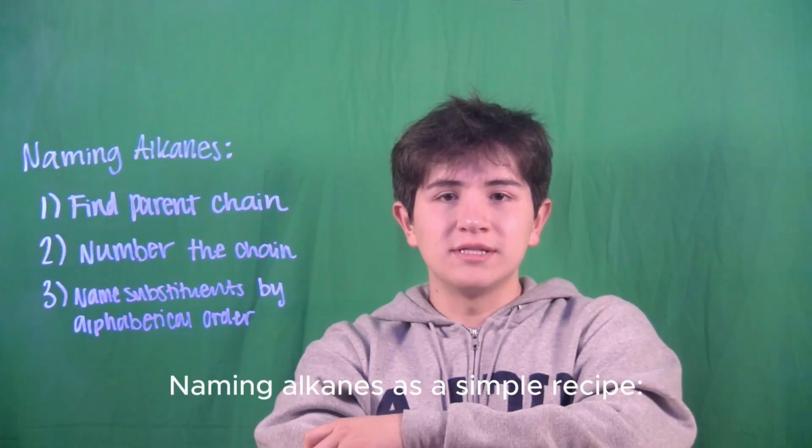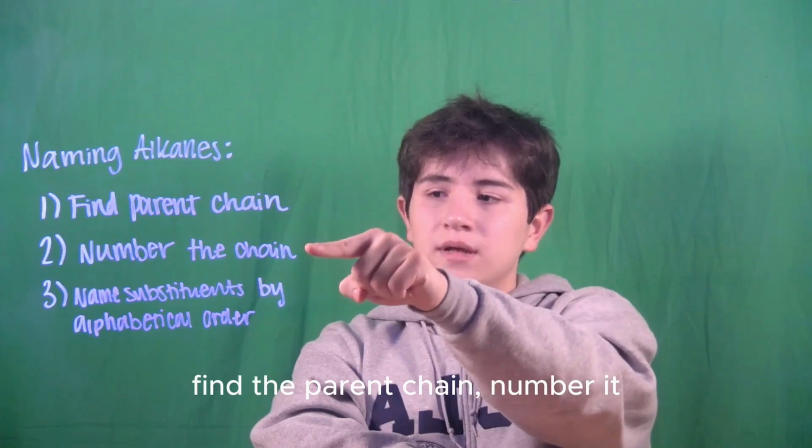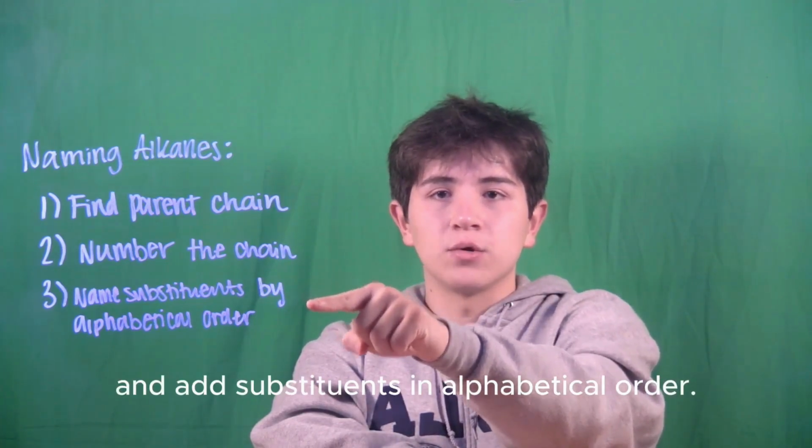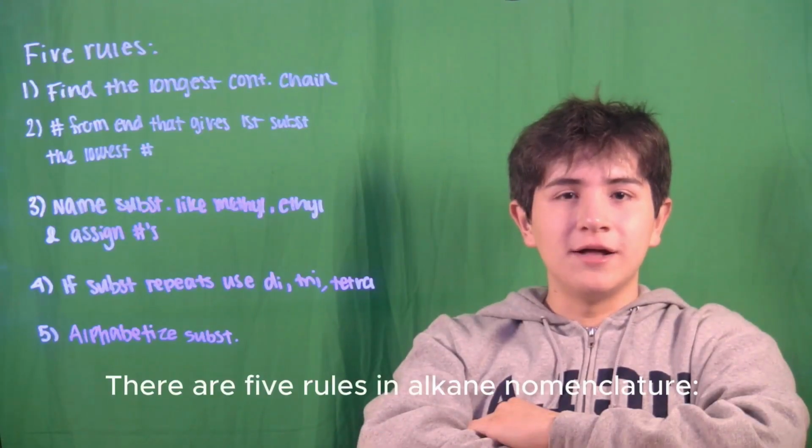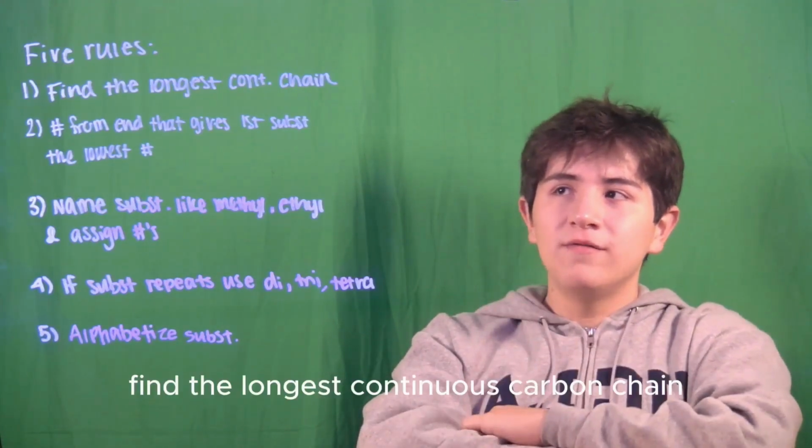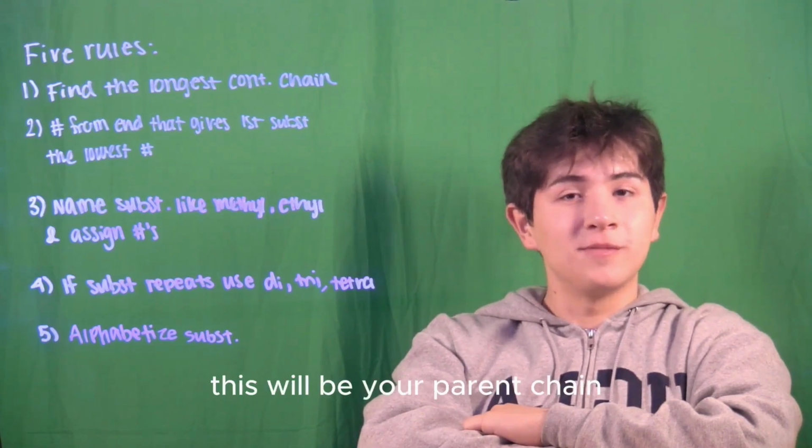Naming alkanes is a simple recipe. Find the parent chain, number it, and add substituents in alphabetical order. There are 5 rules in alkane nomenclature. Number 1, find the longest continuous carbon chain. This will be your parent chain.